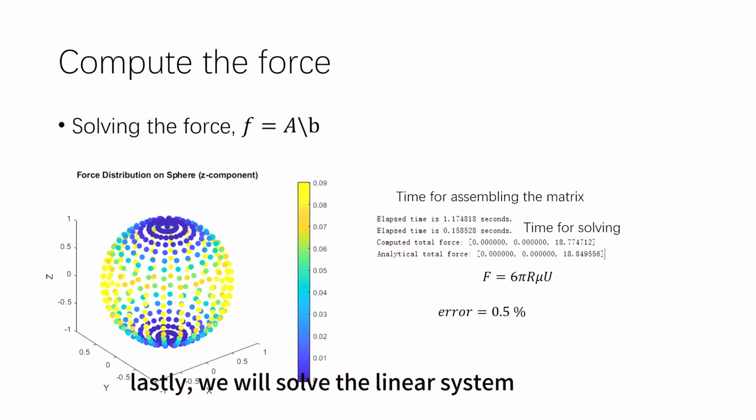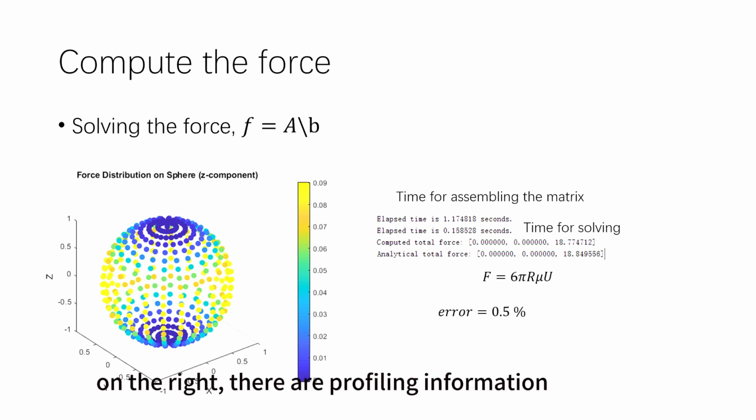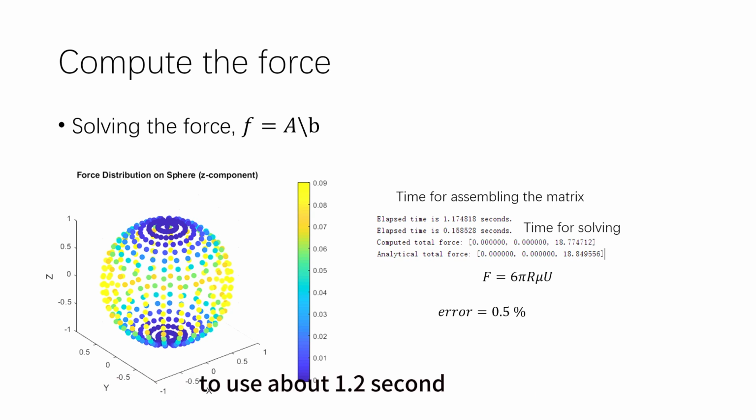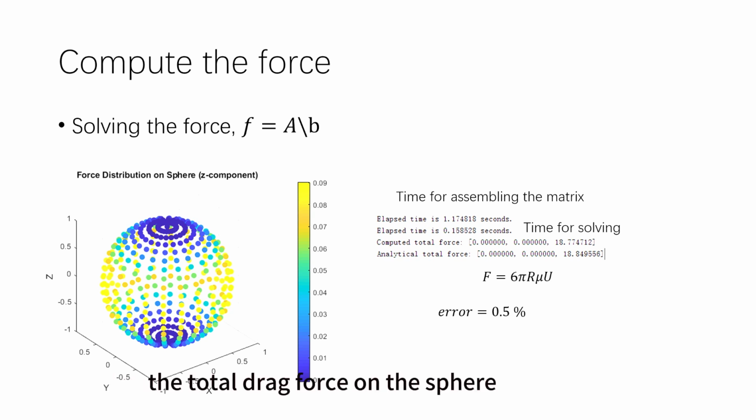Lastly, we will solve the linear system using the backslash operator in MATLAB. We obtain the force distribution on the surface, as shown in the figure on the left. On the right, there is profiling information. It takes about 1.2 seconds to assemble the stiffness matrix and 0.16 seconds to solve the linear system. The total drag force on the sphere is a well-known result, 6 pi radius mu times velocity. The total error is about 0.5%, which is fairly accurate.